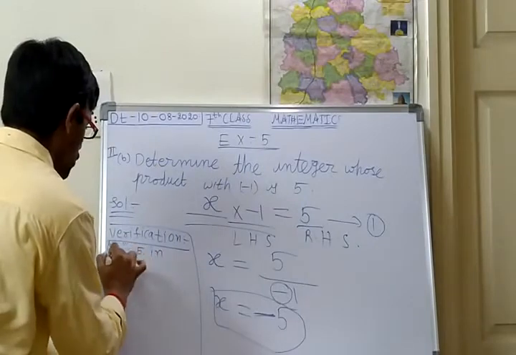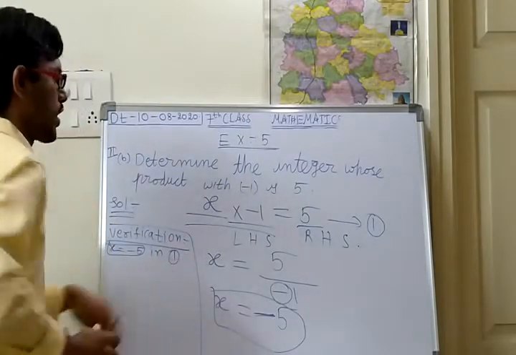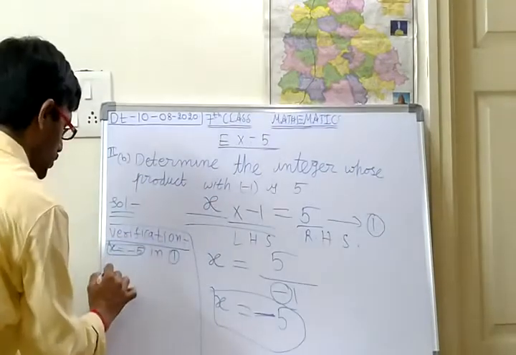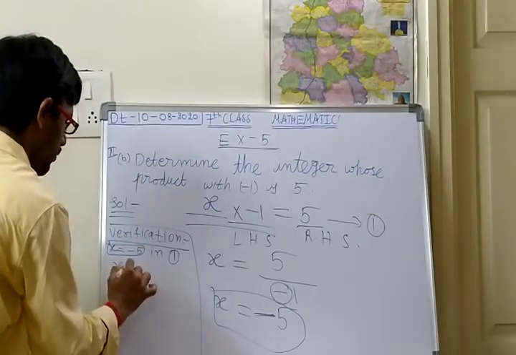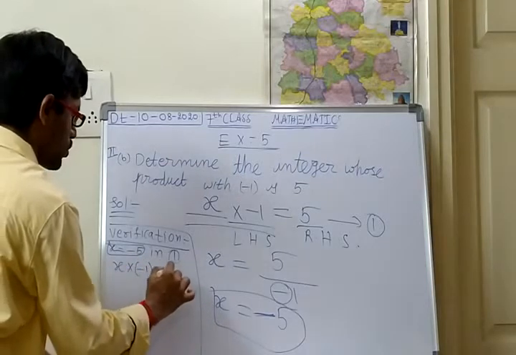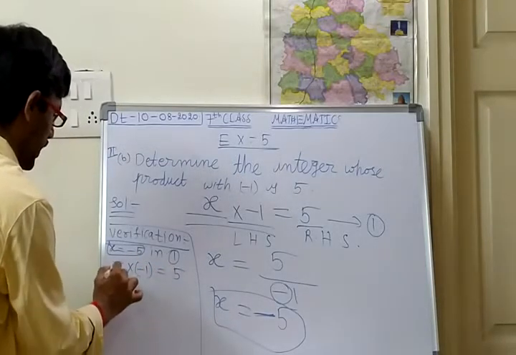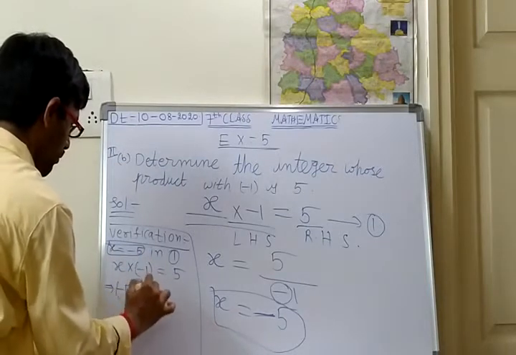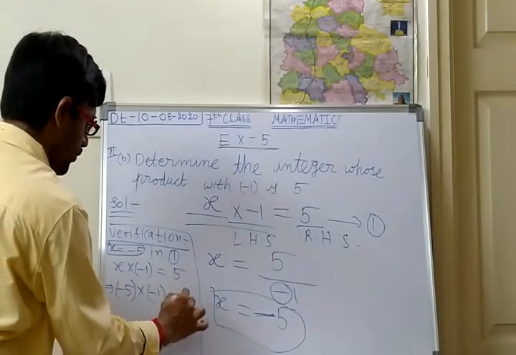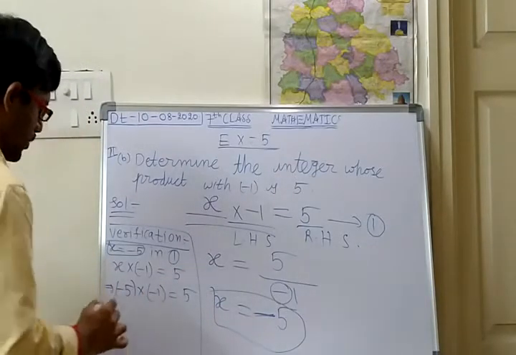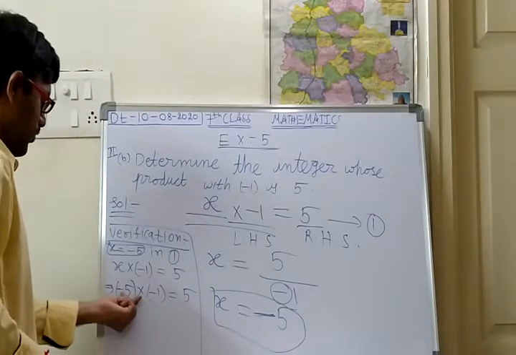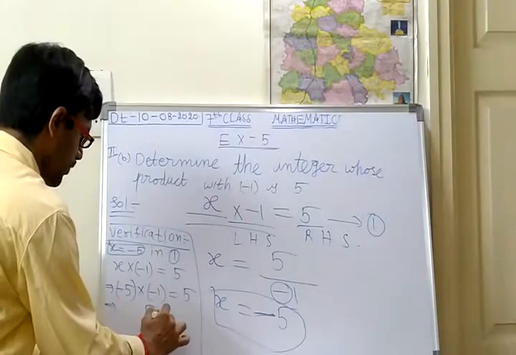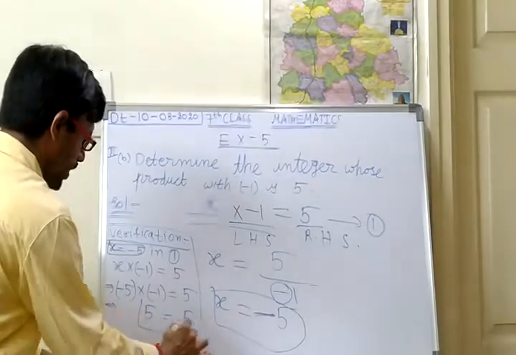Consider this as equation 1. So x is equal to -5 in 1. Instead of x, you have to put the value. So x into -1 is equal to 5. That implies, what is the x value? -5 into -1 is equal to 5. Next, -5 into -1: 5 into 1 is 5. Minus into minus is plus. So here 5. So 5 is equal to 5.